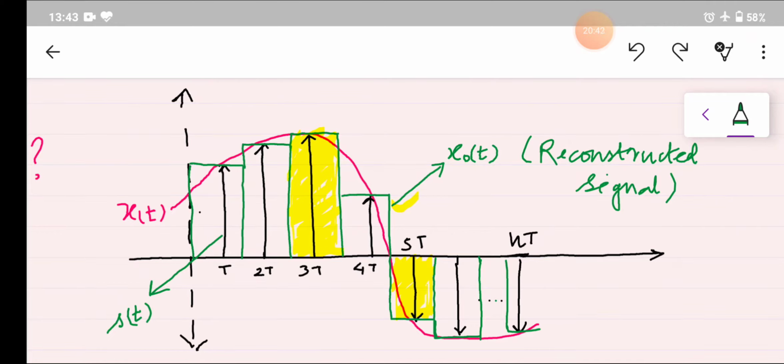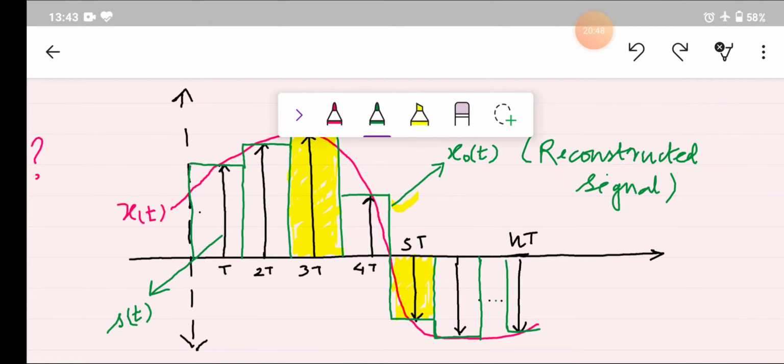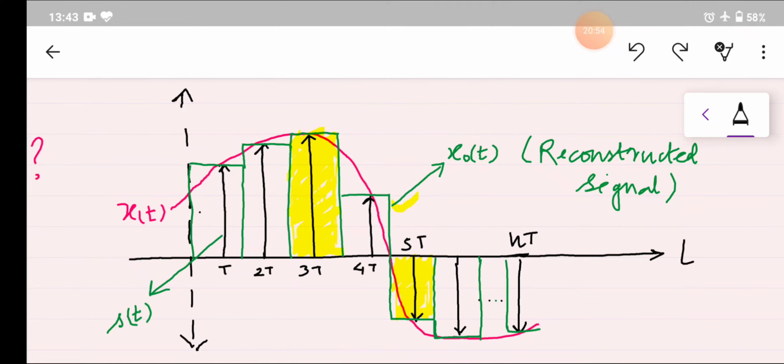Okay, so in this way today we have learned about reconstruction using an ideal interpolator.